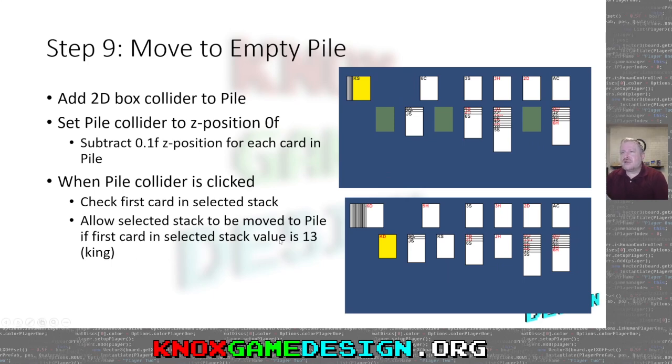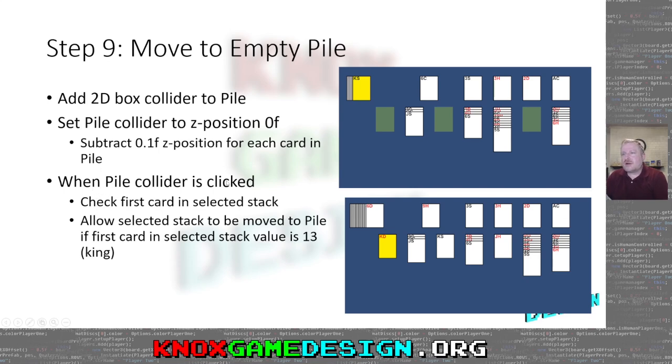So this was a little bit tricky. One condition in Solitaire, you have to be able to move if a pile is empty. It allows you to move any of the kings, card value of 13, over to an empty pile. So we do need a 2D collider around each pile, and to have those shown in green right here. Set the pile collider to Z position 0, so you can click on it. So let's track 0.1 in Z position for each card in the pile. I do have a set card positions method that sets all those positions of the cards correctly.